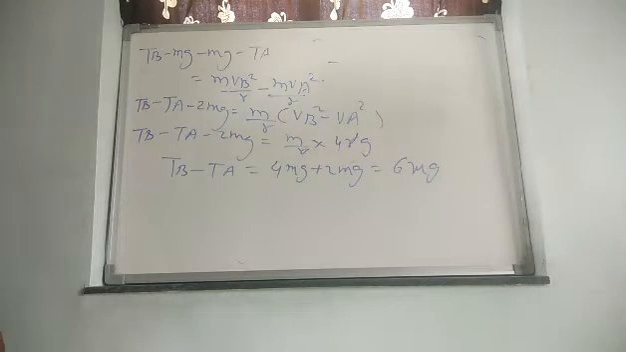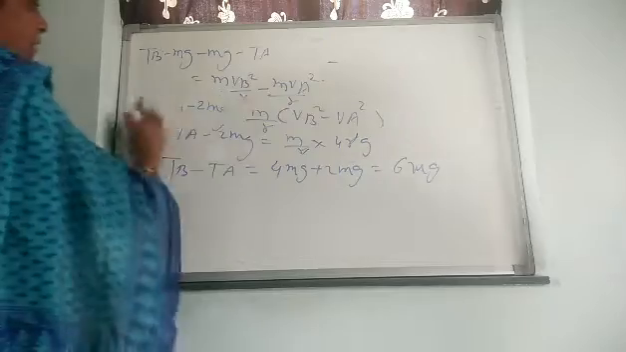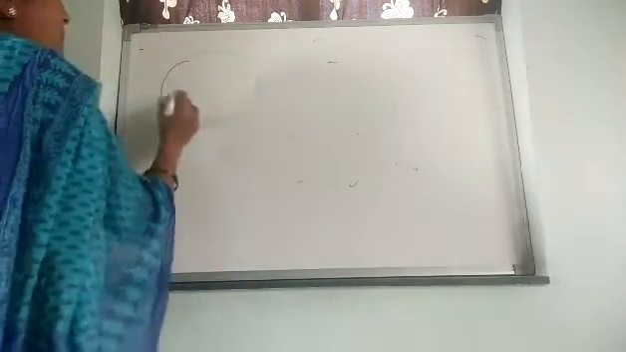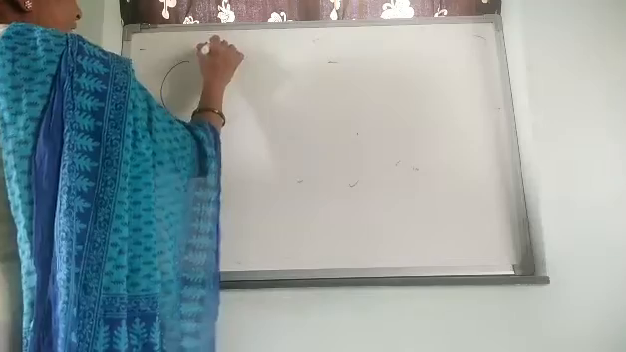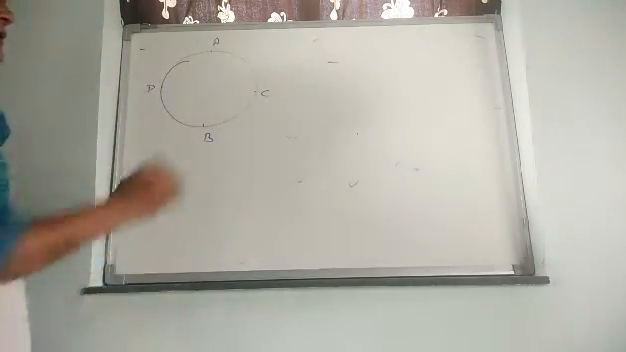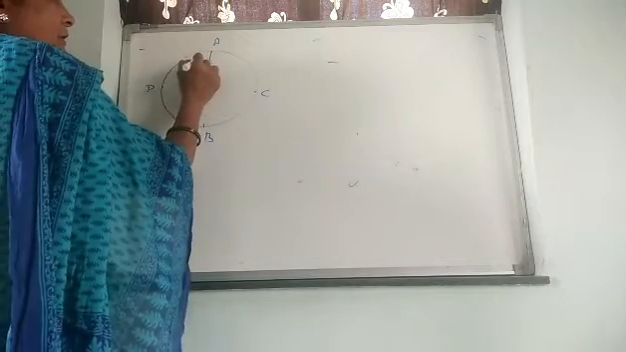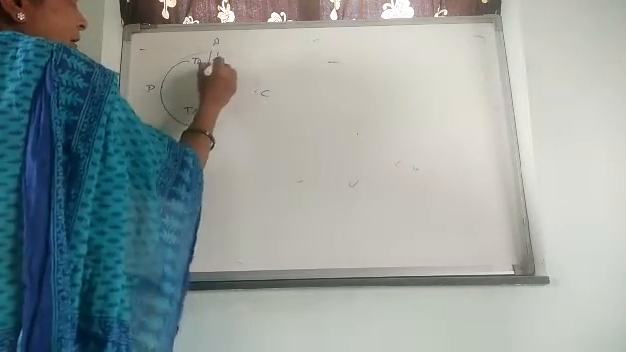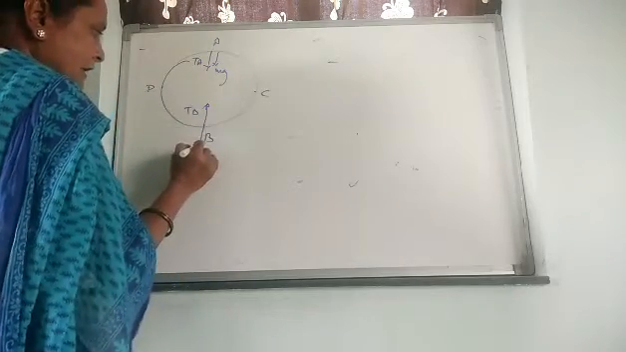Now we have seen the velocity at the lowest position and the velocity at the upper position. Then we are going to find out an expression for velocity at the horizontal position. See here at the horizontal position, with the help of this diagram, this is point A, this is B, here C, and here it is D. Here tension Ta, tension Tb, mg, here mg.